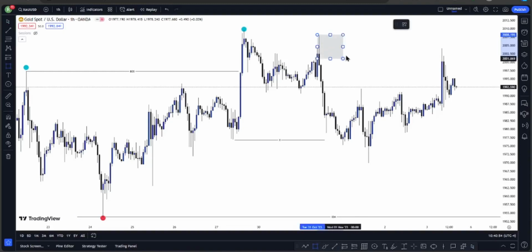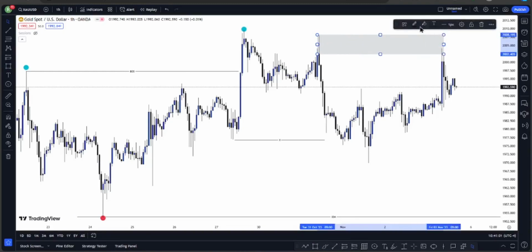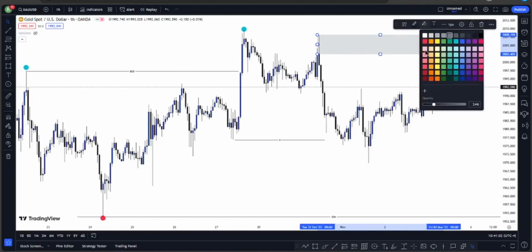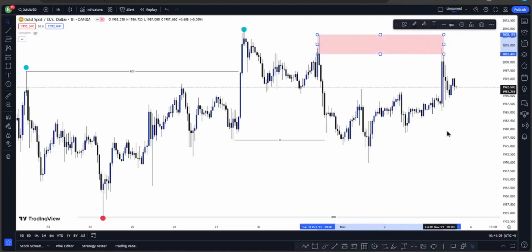Price tapped on this OB here. Can you see this OB? Price tapped on it. Look at it. So that's where we are right now. Price tapped on that OB.